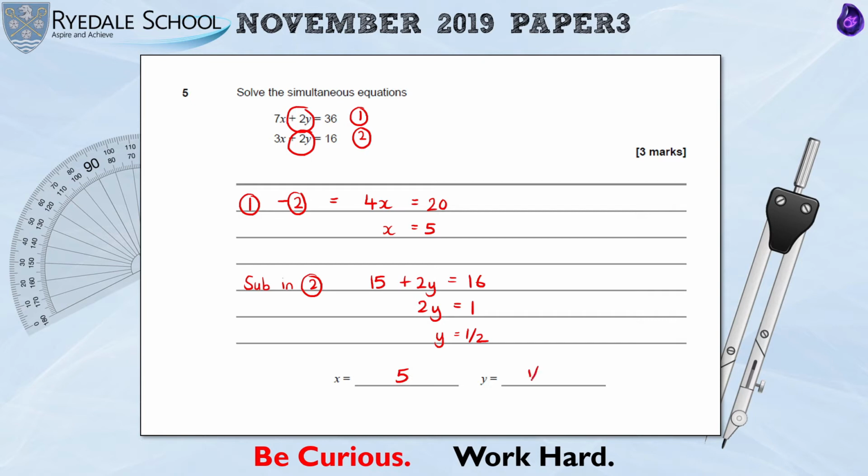So it looks like I've got my answer, but remember, with simultaneous equations, you can do a little check. So let's just check in equation 1. So check in 1, just convince yourself it's right. 7x's, 7 fives, 35, plus 2y's, plus 2 halves is plus 1, and that does indeed equal 36, so you can stop confident that your answer is correct.